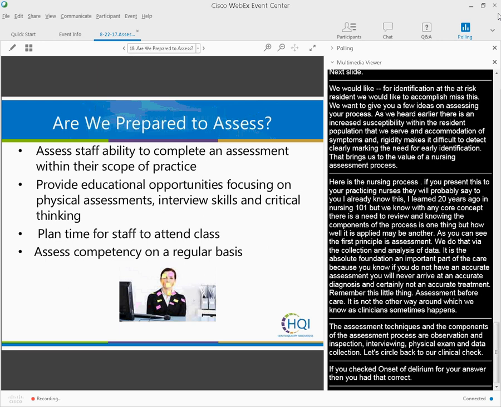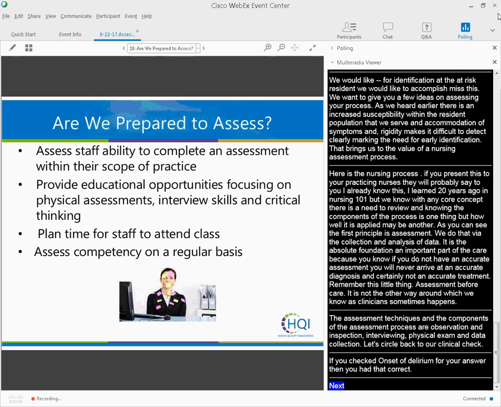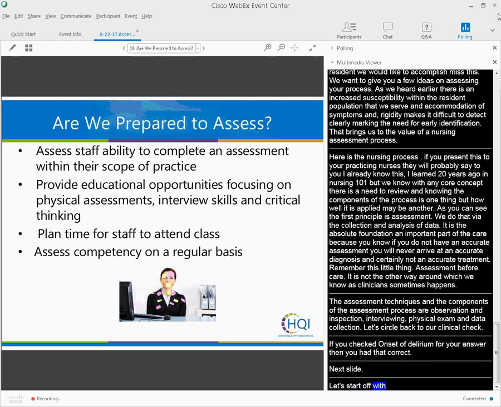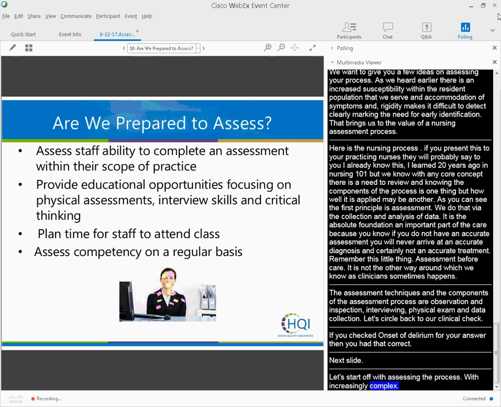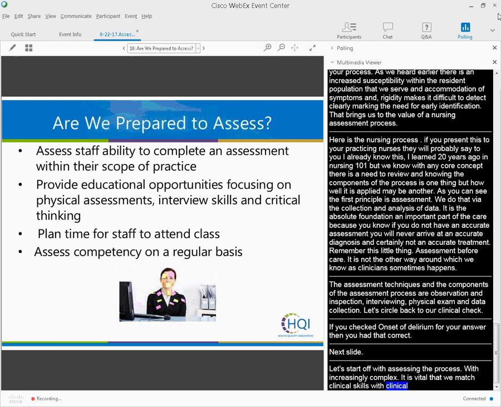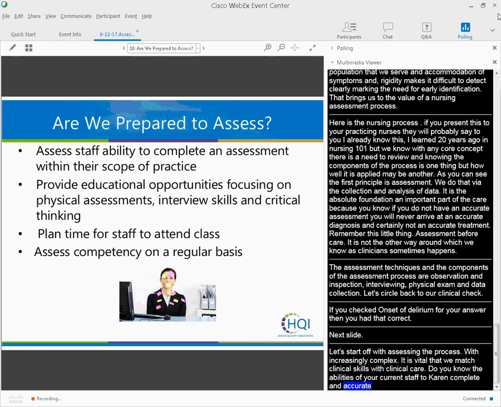So let's start off at assessing the facility processes. With increasingly complex care, it's vital that we match clinical skills to match the needs of the resident care. Do you know the abilities of your current staff to complete an accurate assessment? Does your ED program contain a component that evaluates staff skills on hire and then at least annually?